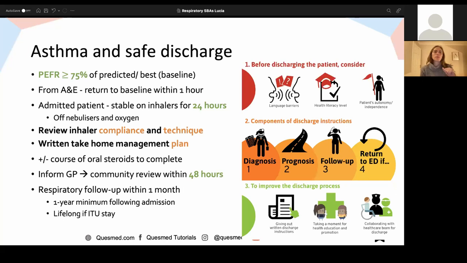Patients may need to complete a course of steroids, and ideally, although I must say I'm not sure this is done very often, especially with the current constraints, the patient should be reviewed in the community within 48 hours. This is definitely true for children, but for adults sometimes it doesn't happen. And if they've had an asthma attack which has required hospitalization, they should have a respiratory follow-up within a month.